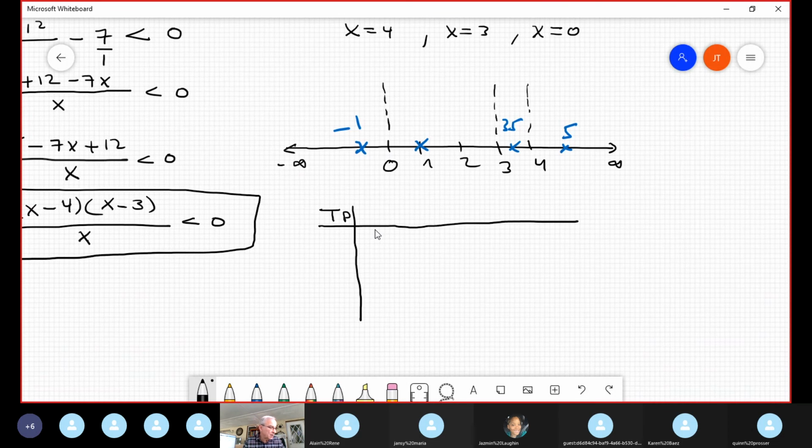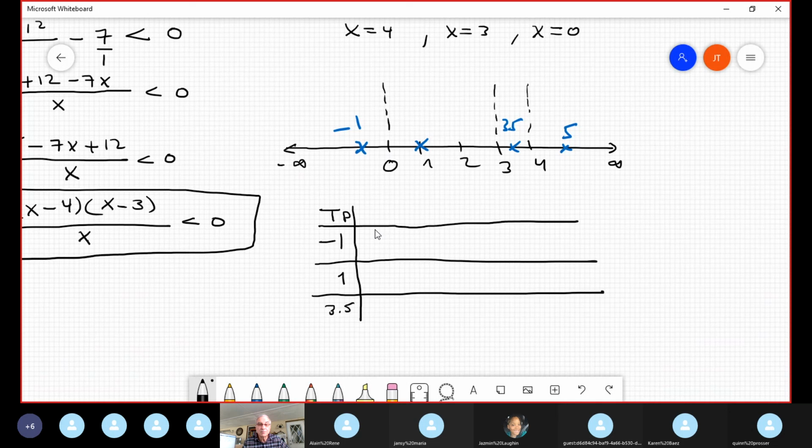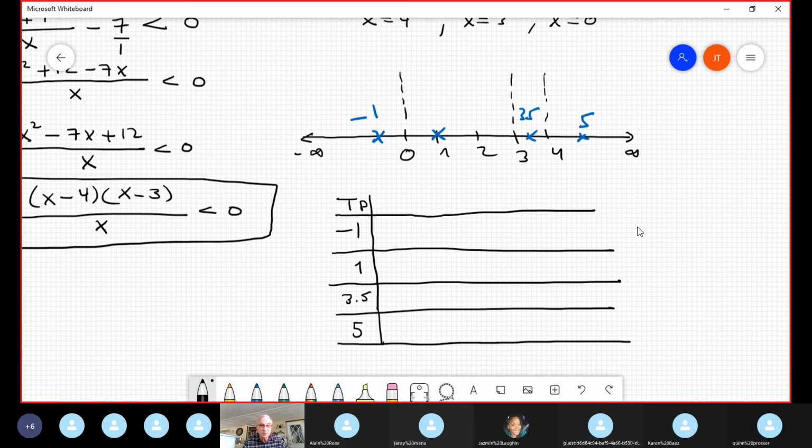And the testing points, I have -1, +1, 3.5, and 5. Where's the factor involved in my problem? Well, involved in my problem, it doesn't matter the order, we have X. I don't know why I select X, because I consider it's easier. X minus 3, X minus 4. And the final total column.